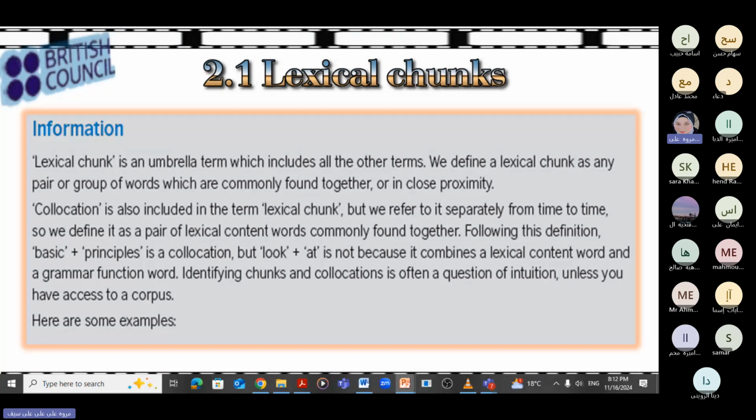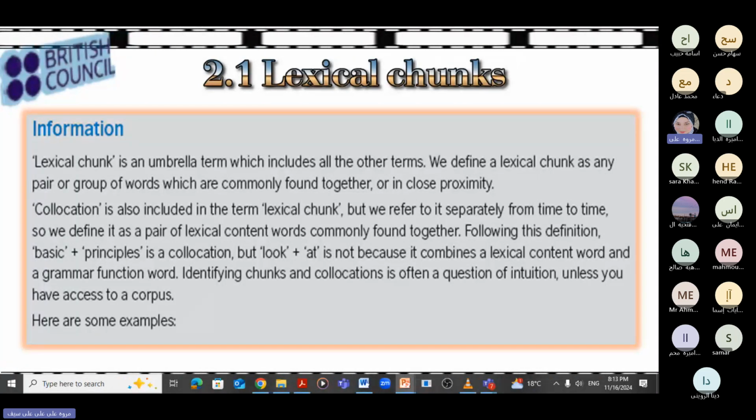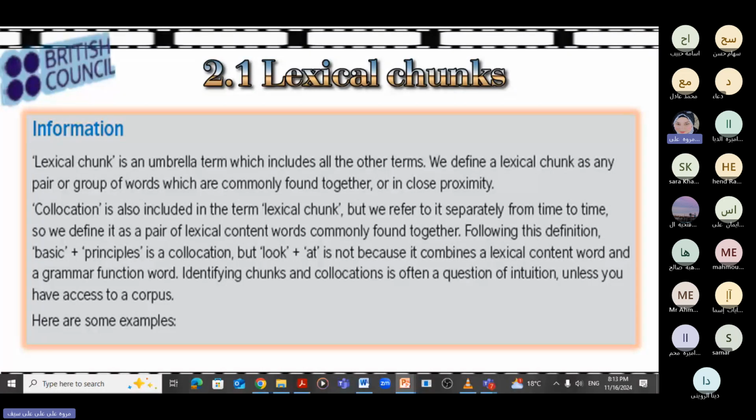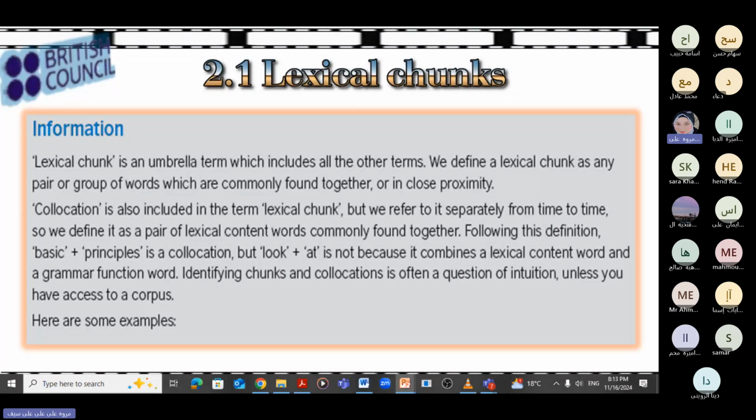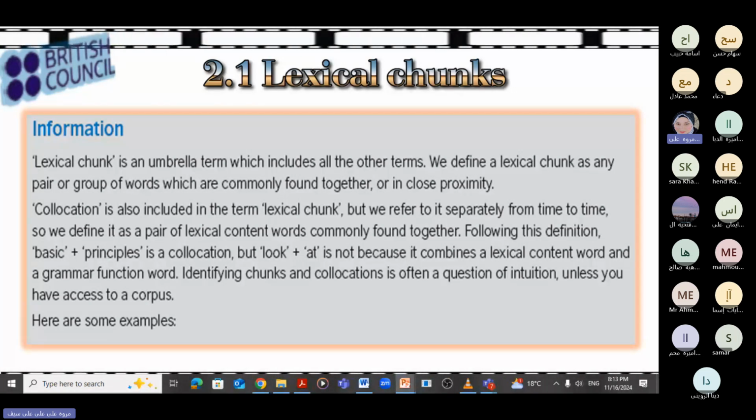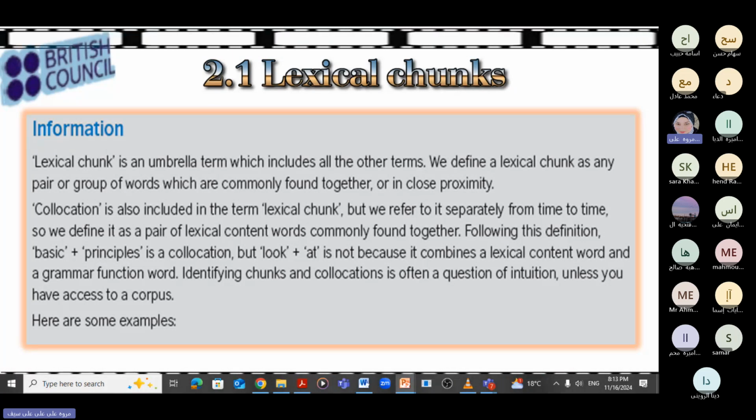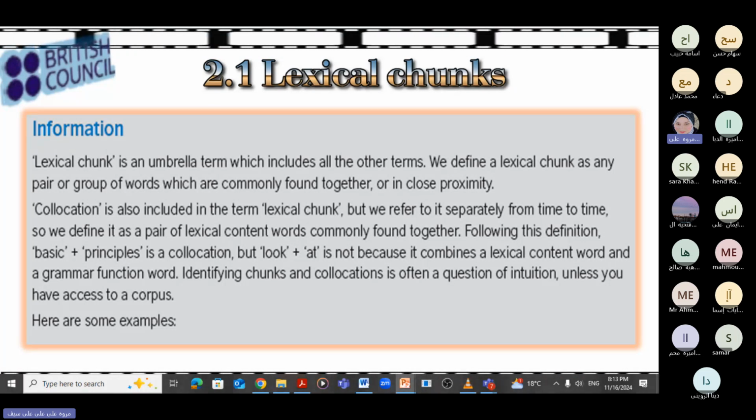Following this definition, "basic principles" is a collocation, but "look at" is not, because it combines a lexical content word and a grammar function word. Identifying chunks and collocations is often a question of intuition unless you have access to a corpus. Here are some examples. When I say the collocation "basic principles," why in the first place do we call it a collocation? What's the idea of content words here? And why can't we just consider "look at" as a collocation?